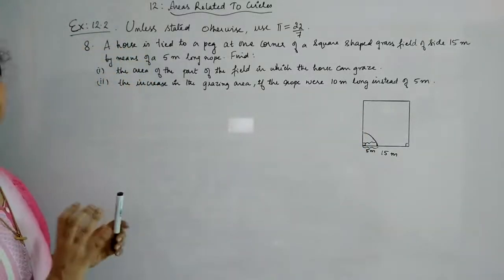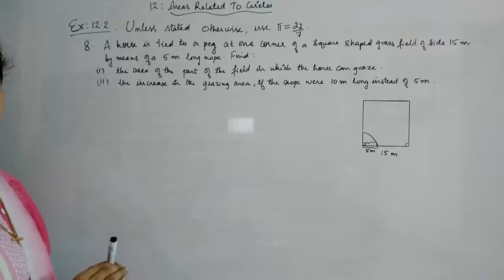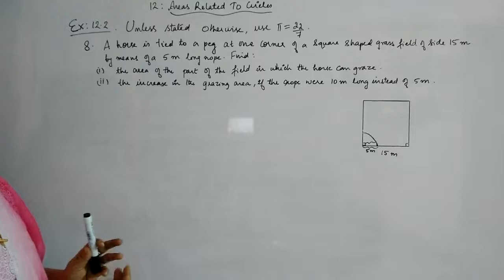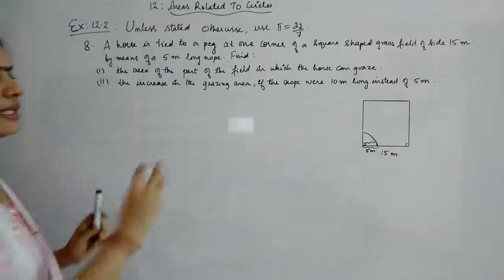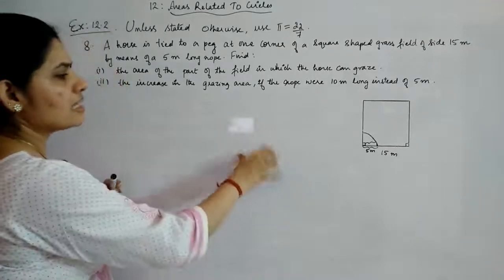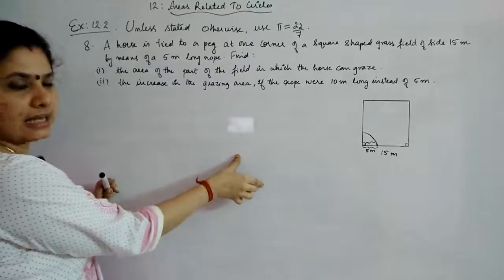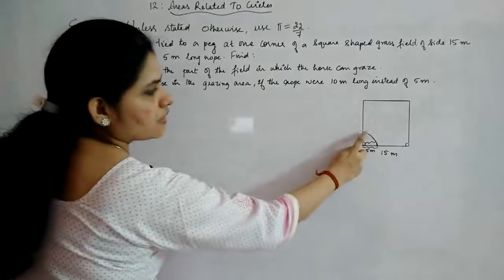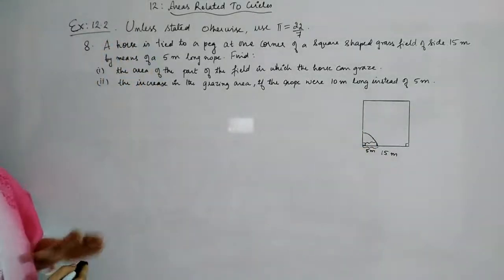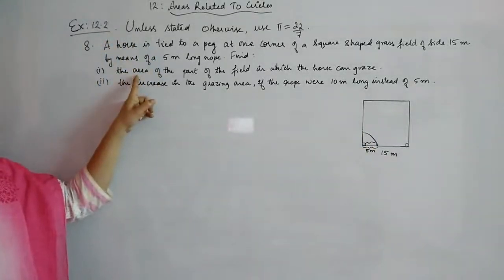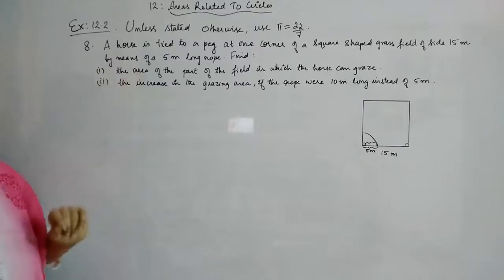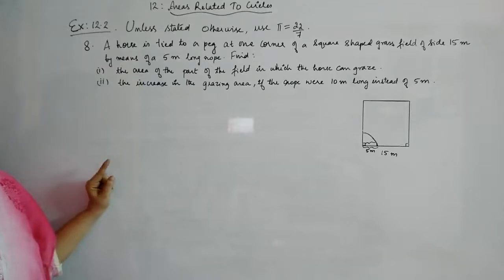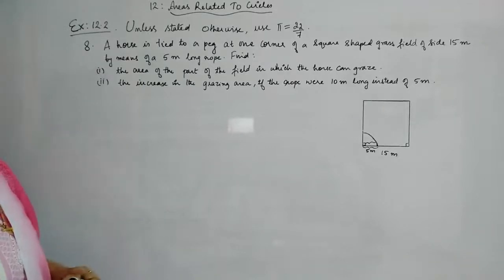So it is actually a quadrant of a circle, because it is 90 degree, theta will be 90 by 360, a quarter portion of the circle's area. The area covered by that length will be like an arc. This is a closed figure, so this much will give you the grazing area, that is the first part. So the area of the part of the field in which the horse can graze is the sector with angle theta 90 degree and radius 5 meter.